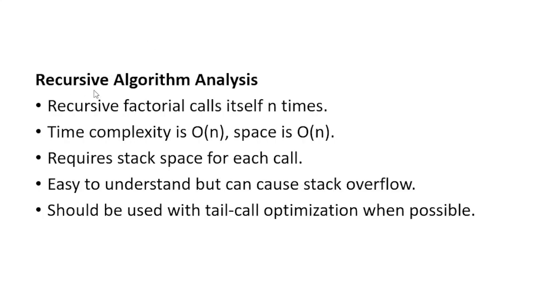If I have a recursive algorithm, that is recursive factorial to do the same thing, then the time complexity is O of n. The space complexity is also O of n, because whenever I'm making a function call, a stack space is required. This can cause stack overflow, and so I should make use of tail call optimization here whenever possible.